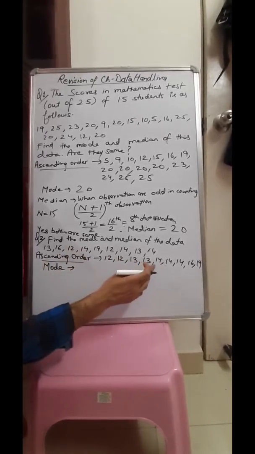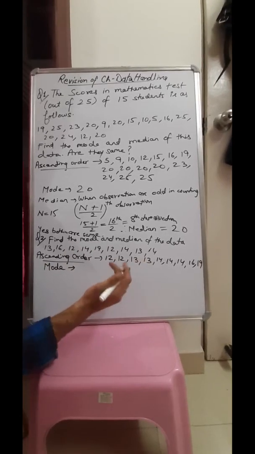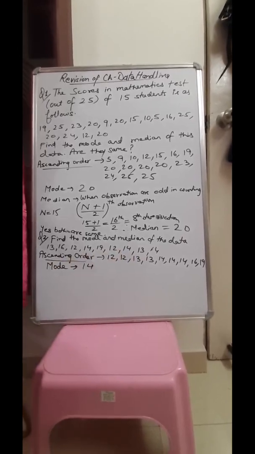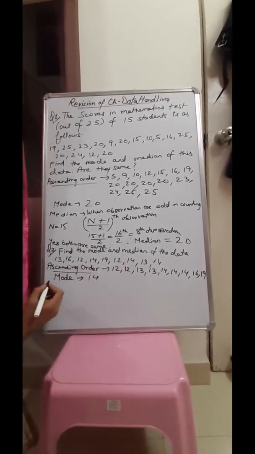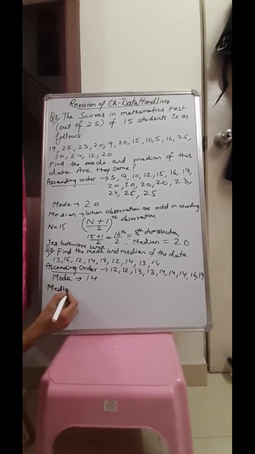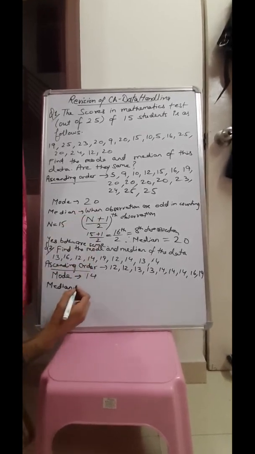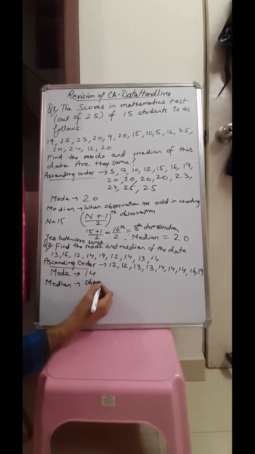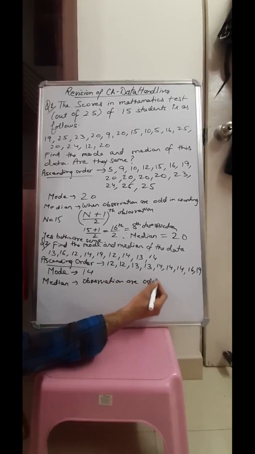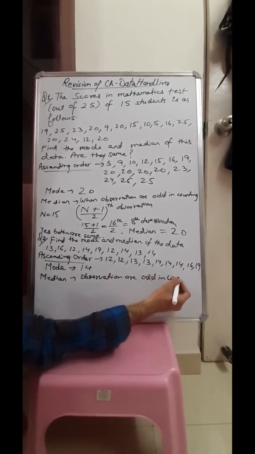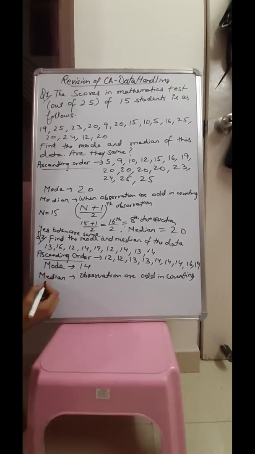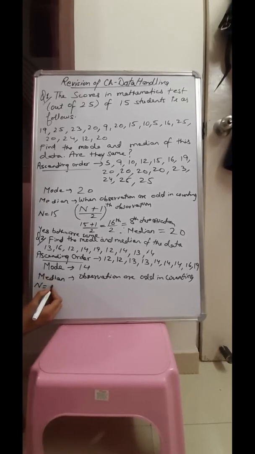The 14 is repeating three times. So the mode will be 14, because 14 is the maximum number of times that is repeating. And next we have to find out the median. And the median, I have told you here, the observations are odd in counting, that is 9. So again the n you are going to take as 9.